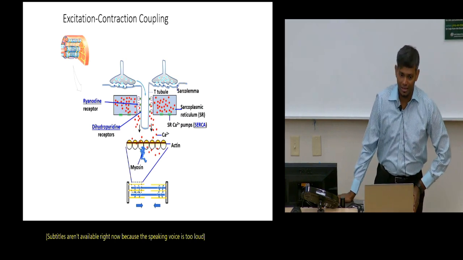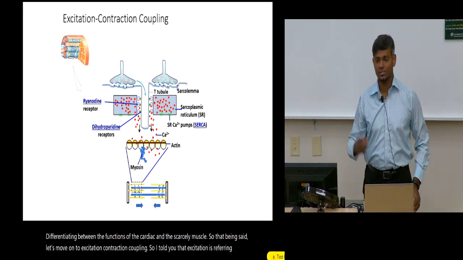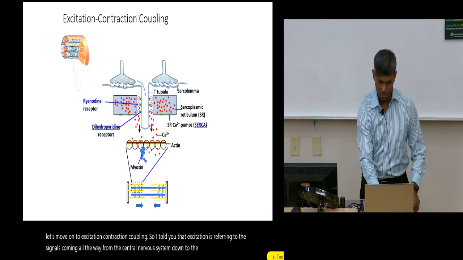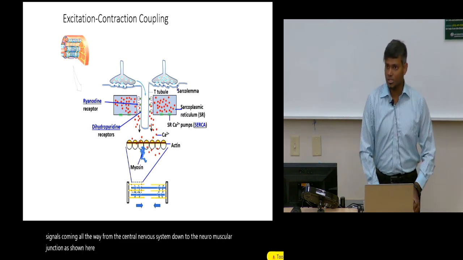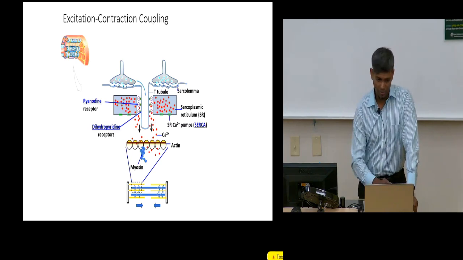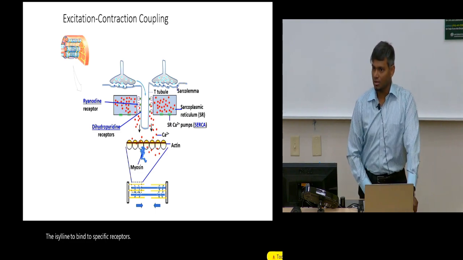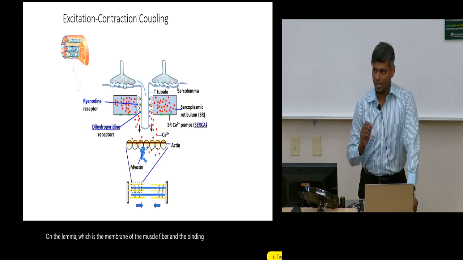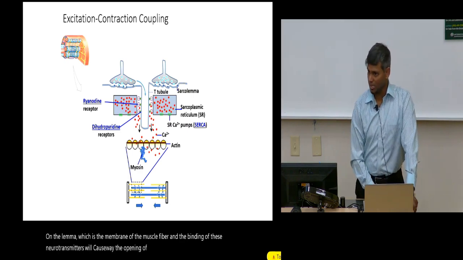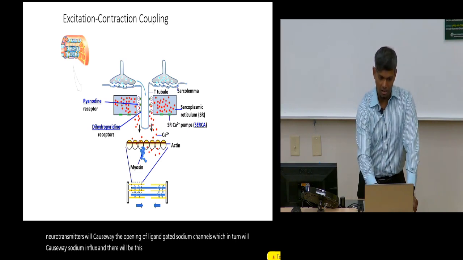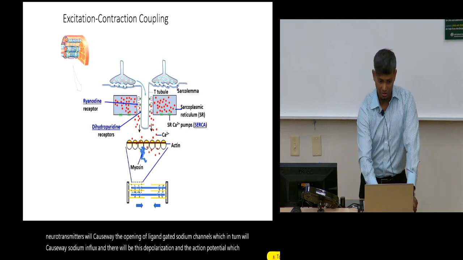So that being said, let's move on to excitation-contraction coupling. I told you that excitation is referring to the signals coming all the way from the central nervous system down to the neuromuscular junction as shown here. And from the neuromuscular junction we have the action potential causing the acetylcholine to bind to specific receptors on the sarcolemma, which is the membrane of the muscle fiber. And the binding of these neurotransmitters will cause the opening of ligand-gated sodium channels, which in turn will cause sodium influx, and there will be this depolarization and the action potential, which is going to travel down the T-tubule.